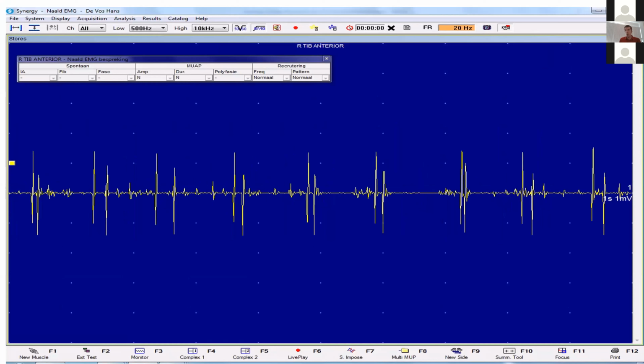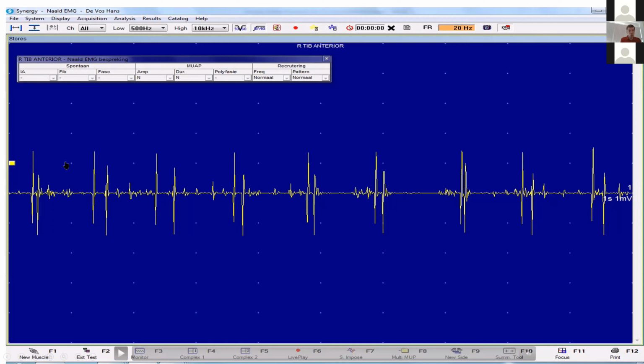In this sample, we see the recruitment pattern of a tibialis anterior, starting with 2 separate motor units. The frequency of the individual motor units can of course change a few hertz during the recording, but we will hear and see a very normal, clear recruitment of 2 motor units. So this is the first one. This is the second one.